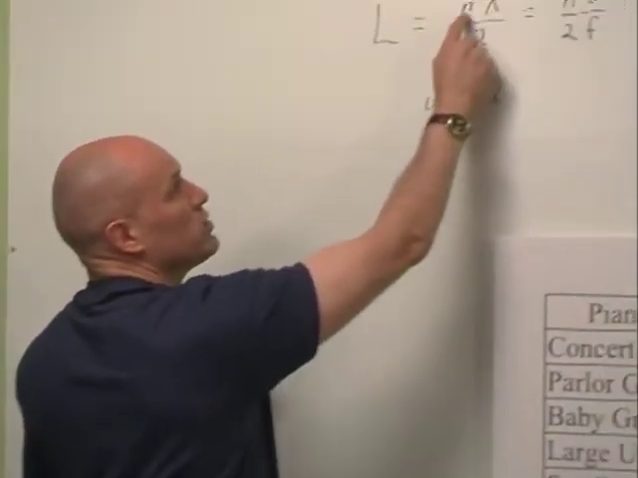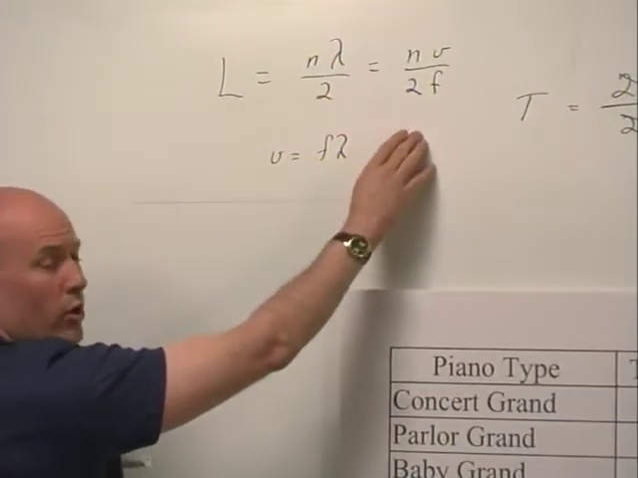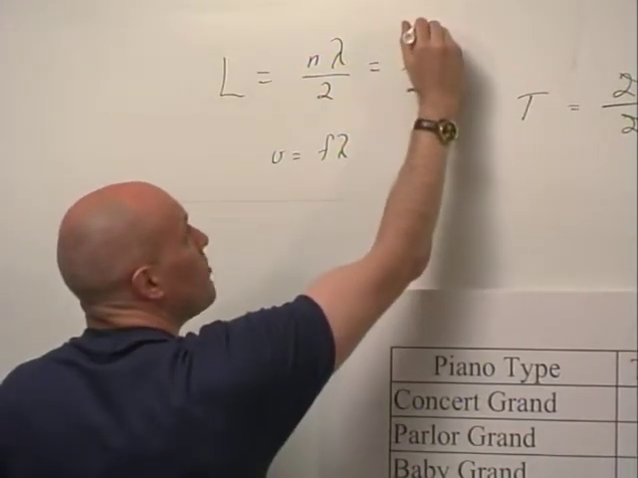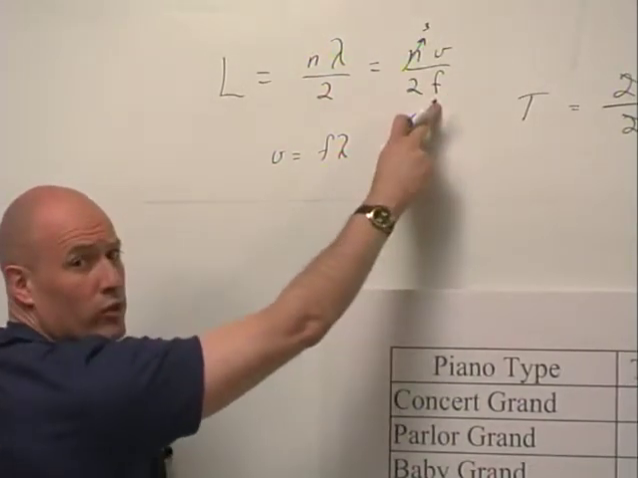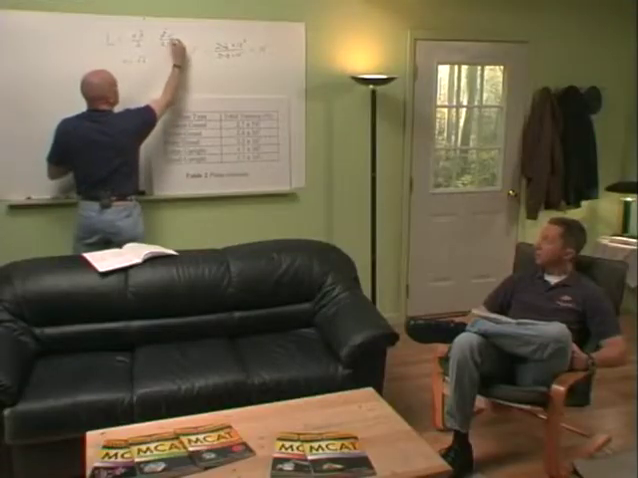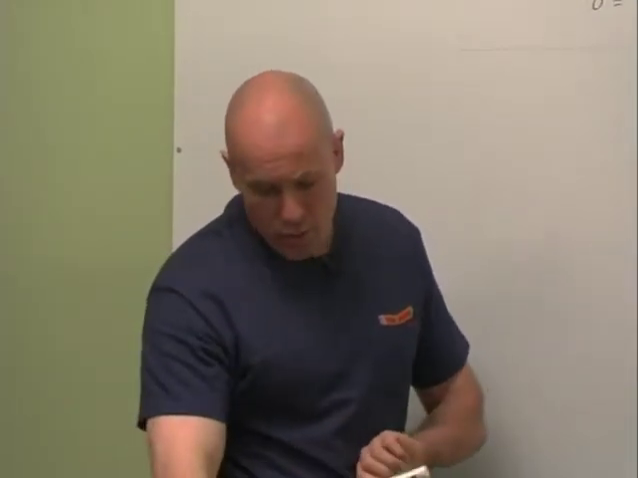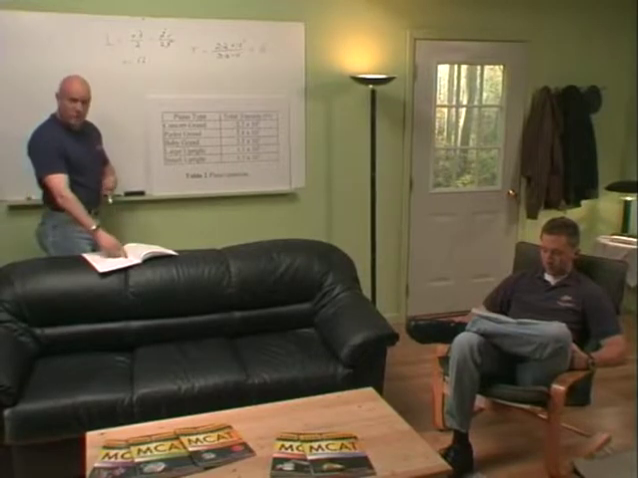The fundamental frequency is 440, and it asks us for the third harmonic. The fundamental frequency would be n equals 1, the third harmonic would be n equals 3. So if we triple n, what do we have to do to f? We have to triple f. The fundamental frequency is 440, and 440 times 3 is 1320. Answer choice B.